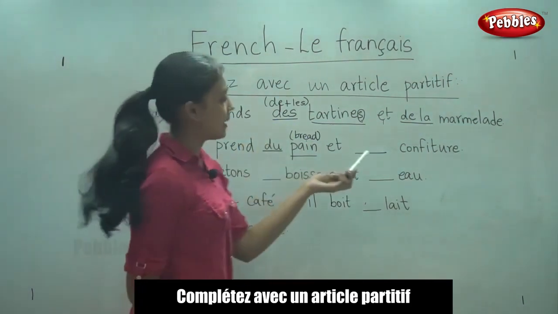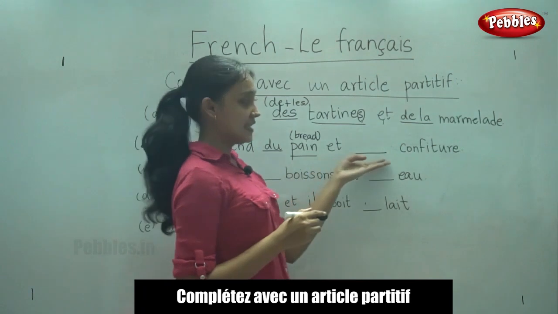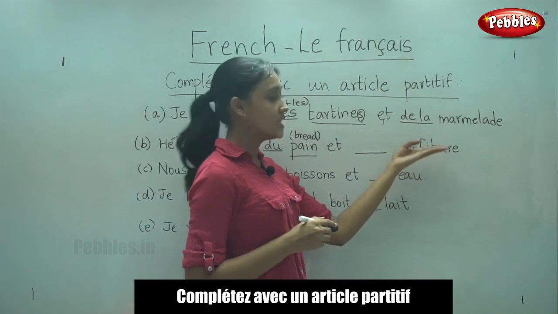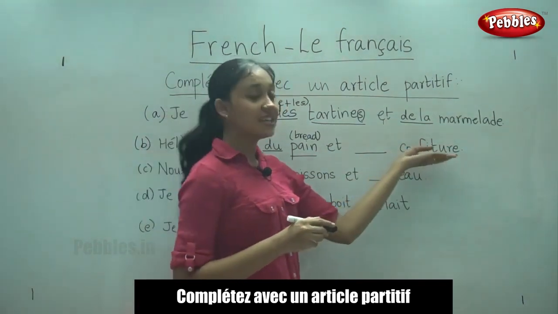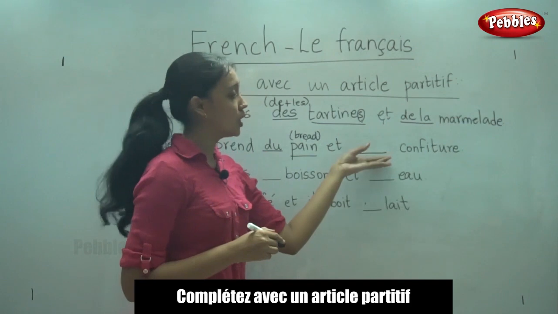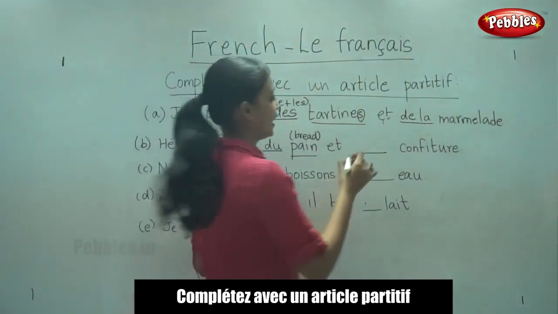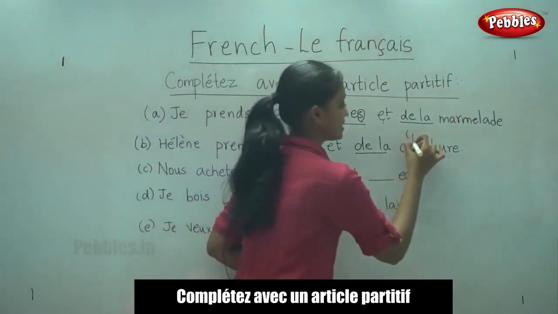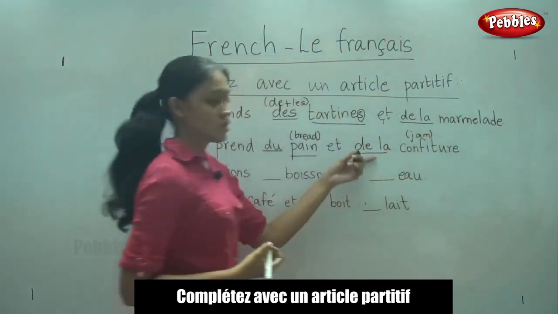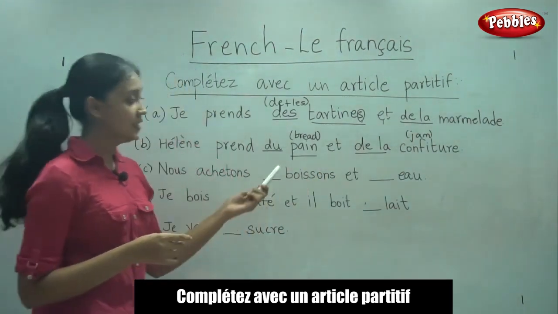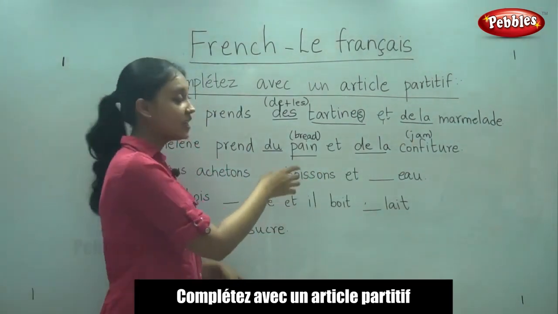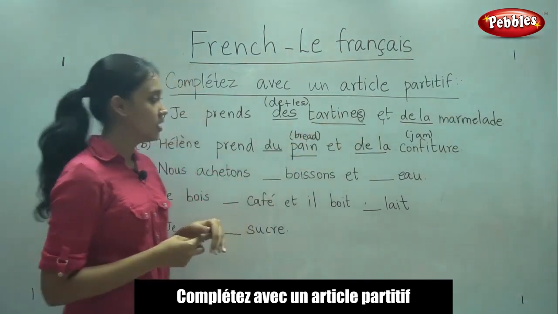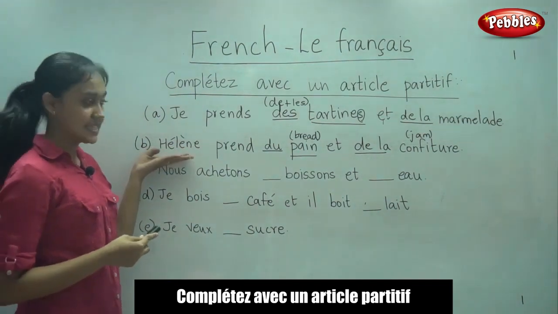And we have another blank in this sentence. Dash confiture. Now this word is in the feminine singular form. So if it is in the feminine singular form, what would be the partitive article? Yes, it is de la. Confiture means jam. So de la. You can improve your vocabulary by finding out the meanings of the words that you don't know. You can use a dictionary for this. So now we have completed the second sentence.